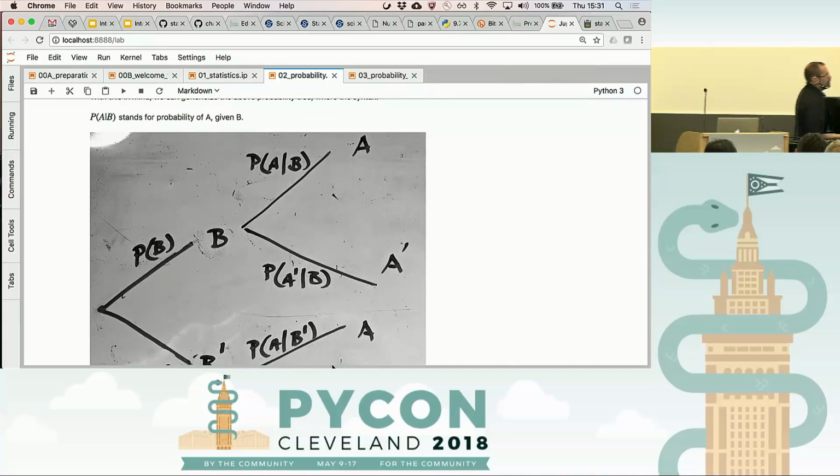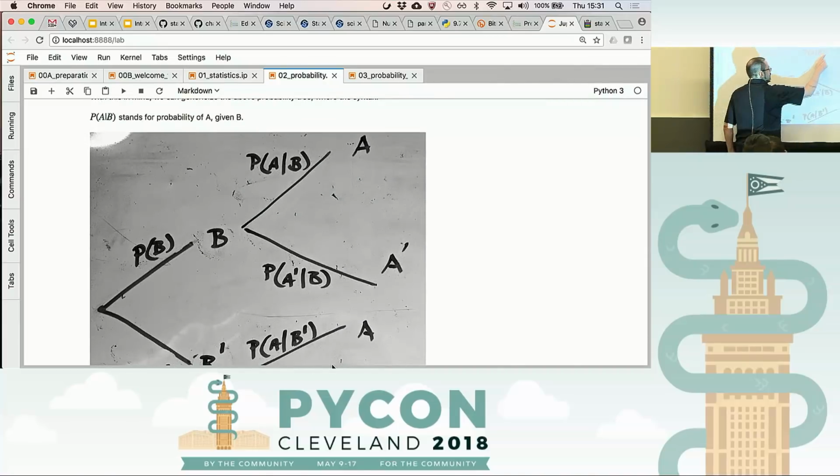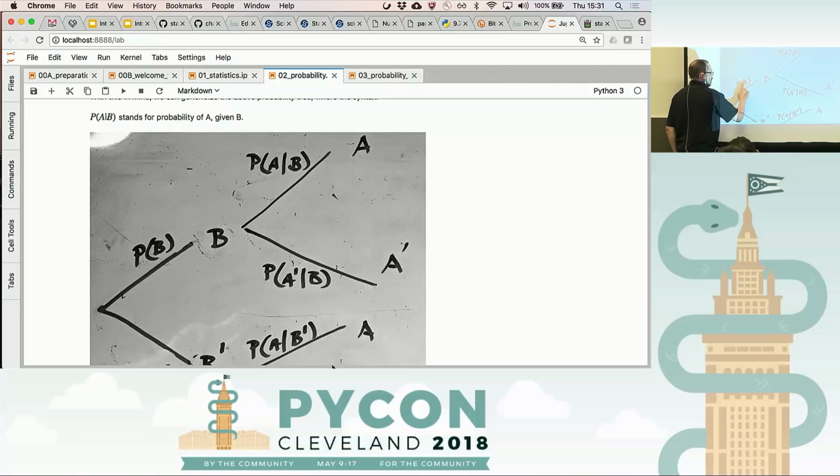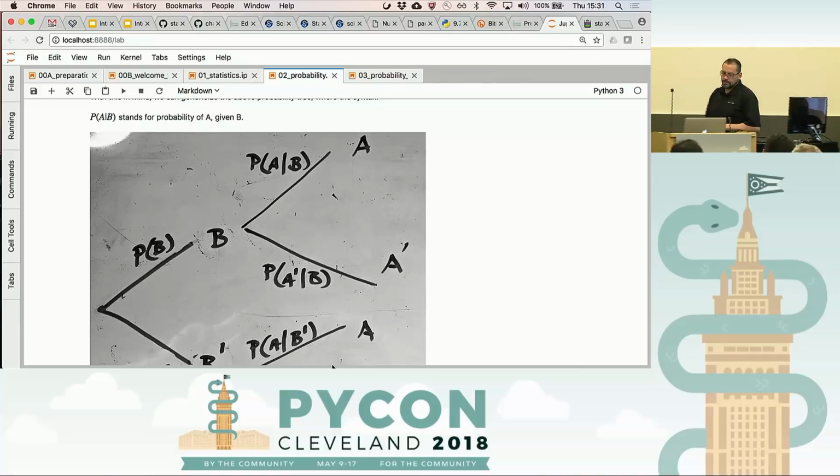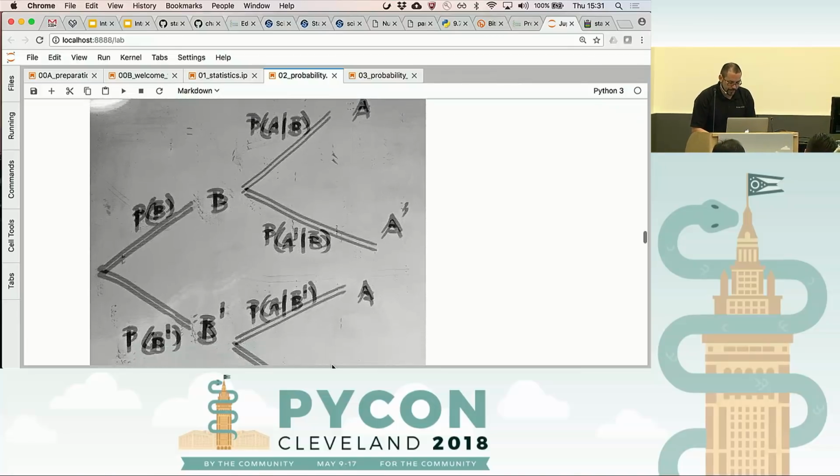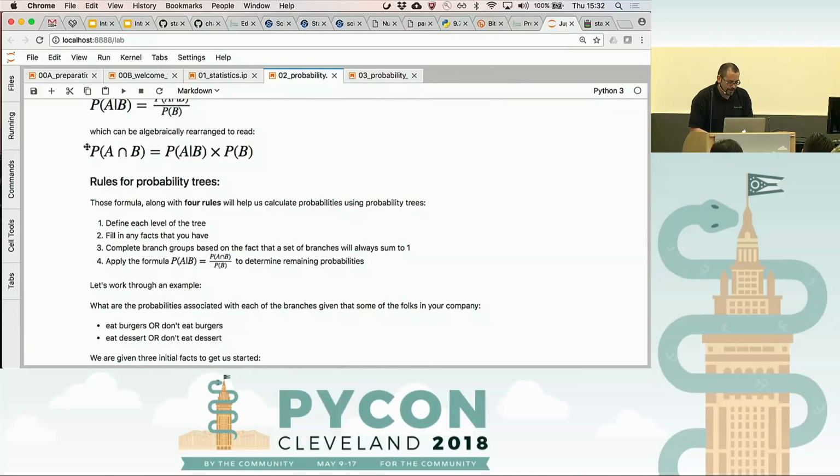If I want to know the probability across a branch, I simply multiply one of these by the other, and I'll get the probability for that branch. And this is going to be really useful to us in a second. But that's what this second formula means. To get to the end of the branch, I multiply the first level times the second level for the branch I care about.